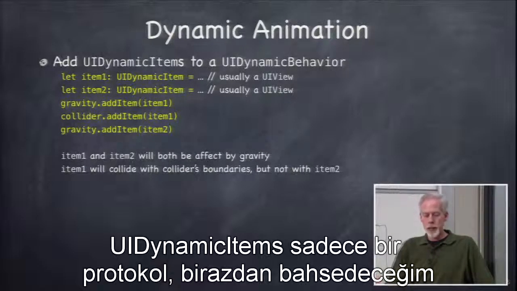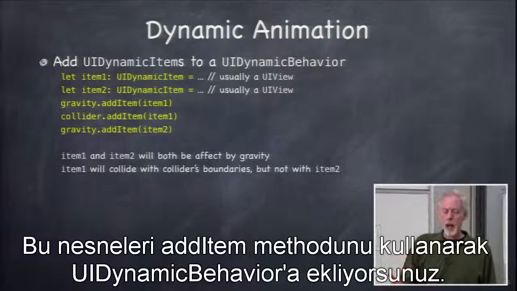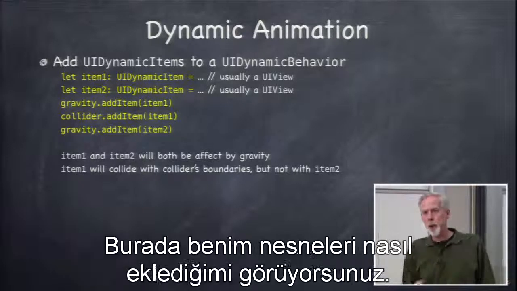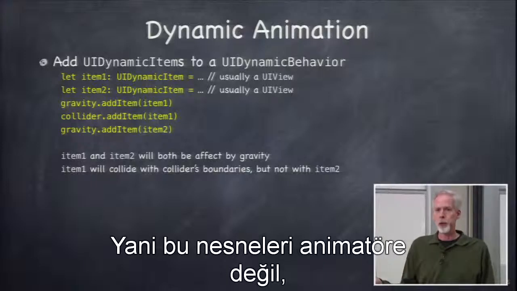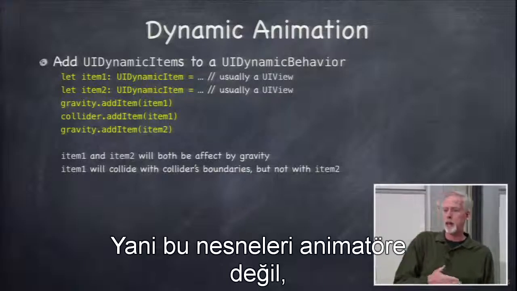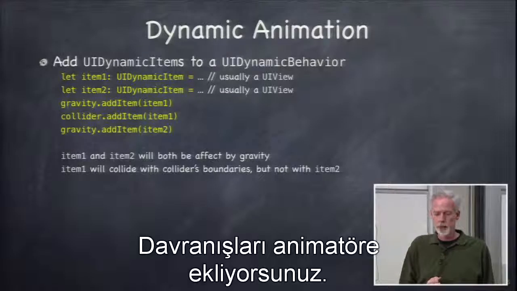Okay, dynamic items are really just a protocol. I'm going to talk about it in a second, but UI view implements that protocol. But you just add these items using the method add item on UI dynamic behavior. So you see how I'm adding the items to the behavior. So you don't add the items to the animator. You add the items to the behavior. You add the behaviors to the animator. Okay?